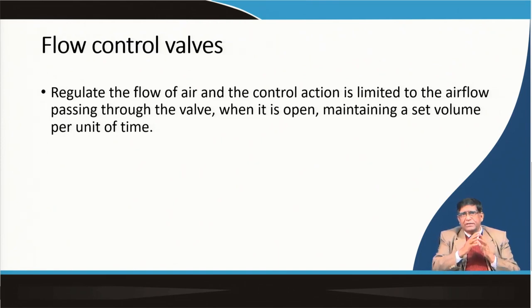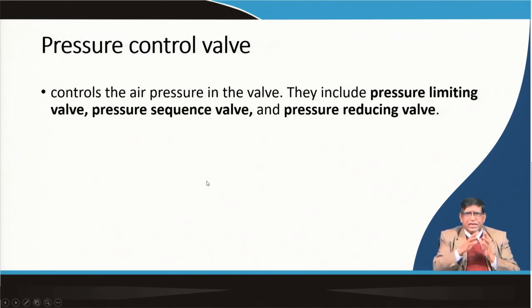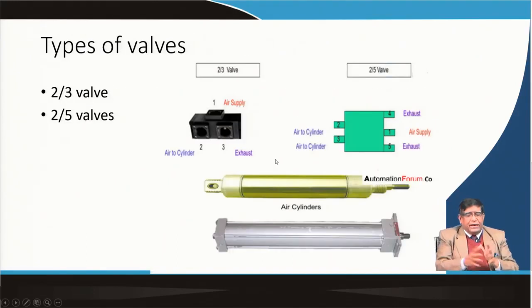So, that means controlling the flow, the whole operations can be carried out, and the energy taken by the air can be imparted to the functional element or the working tool which you are looking for. And then the pressure control valve controls the pressures in the valve. They include the pressure limiting valve, pressure sequence valve and pressure reducing valve. So, these valves are used exactly for that.